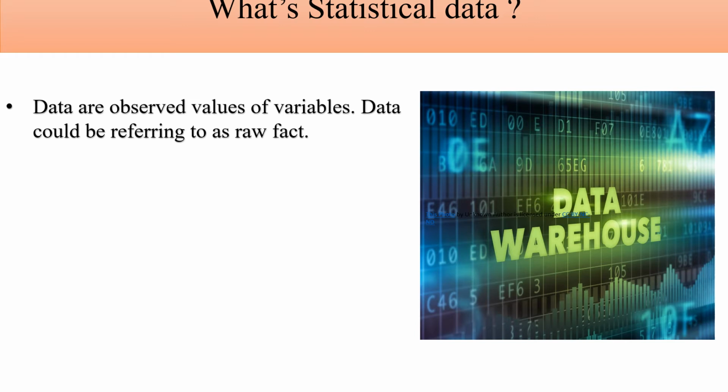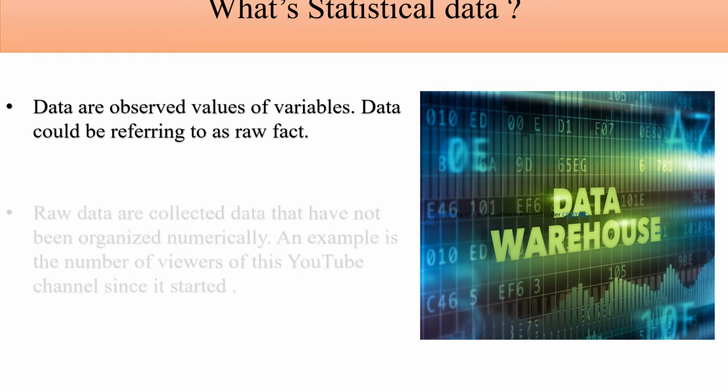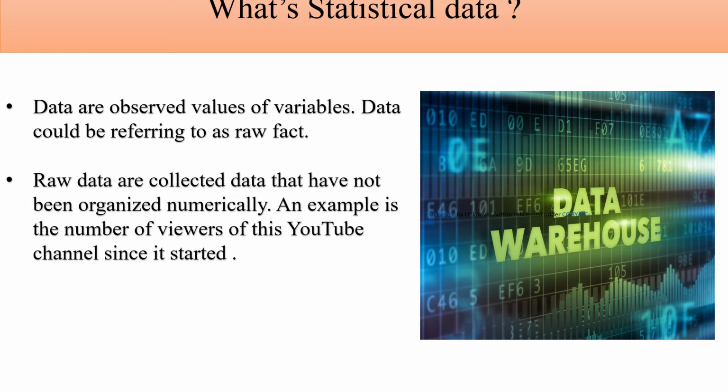What is statistical data? Data are observed values of variable. It can also be regarded as raw facts that need to be processed. Raw data are collected data that have not been processed. It has not been organized numerically. An example is the number of viewers on this YouTube channel since its inception.